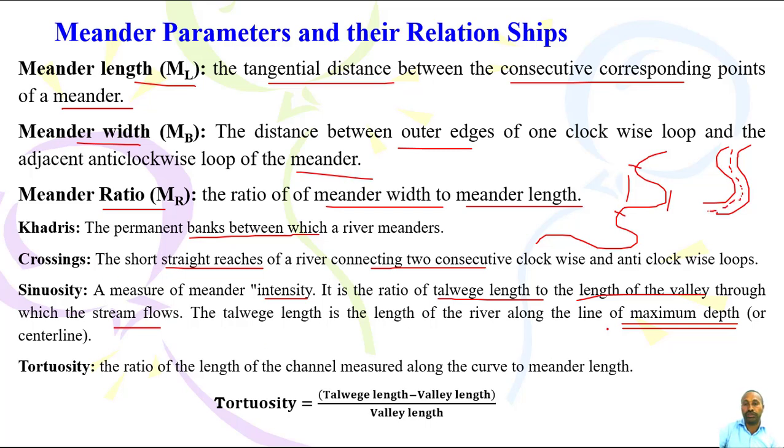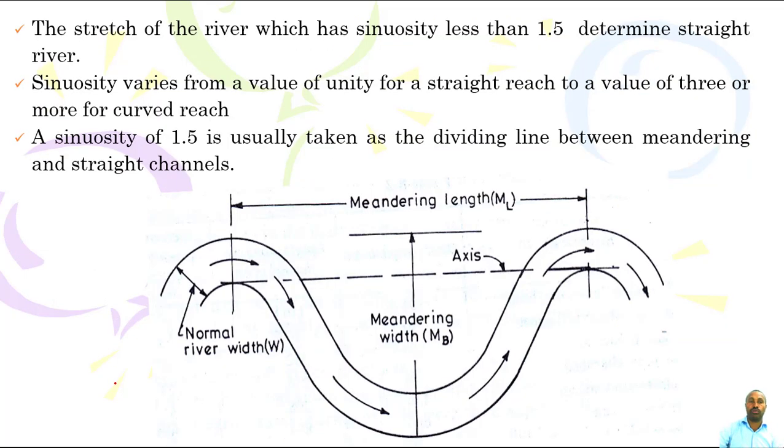So we can consider thalweg length and tortuosity, the ratio of the length of the channel measured along the curve to the meander length. So this is the tortuosity formula: thalweg length minus valley length, divided by valley length. We will have an example on this one.